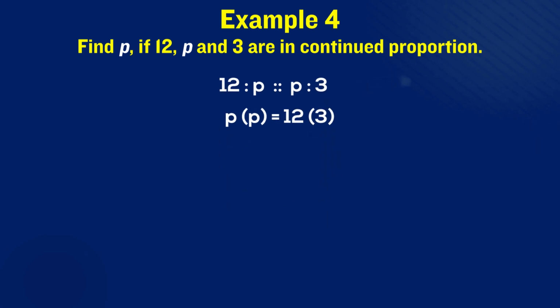Doing that, you get p squared equals 36. Because we need to find p, take the square root on both sides. You will get p is equal to plus minus 6, two results again.